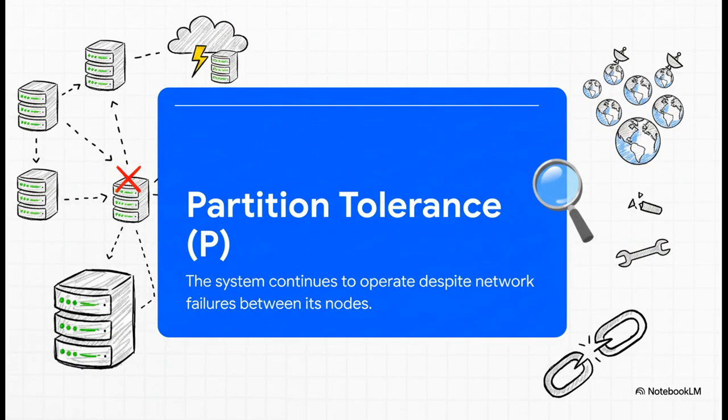And finally, there's partition tolerance. Look, modern apps don't run on one computer. They run on hundreds or thousands all over the world. A partition is just when the connection between some of those computers breaks. A cable gets cut, a server goes down. Partition tolerance means the whole system doesn't crash when this happens. And in the real world, this stuff happens all the time.